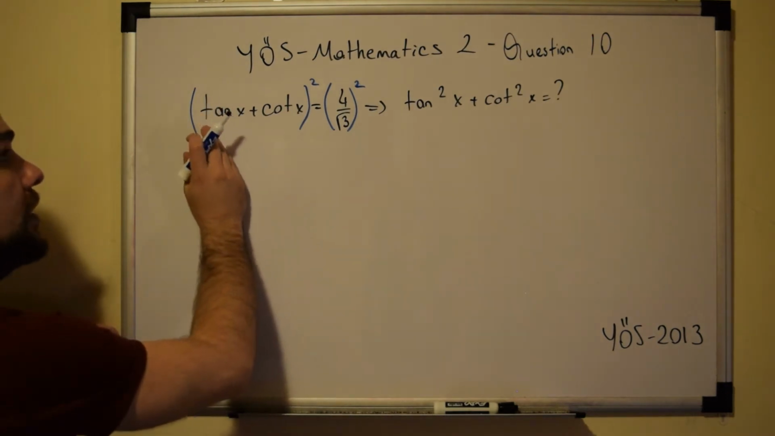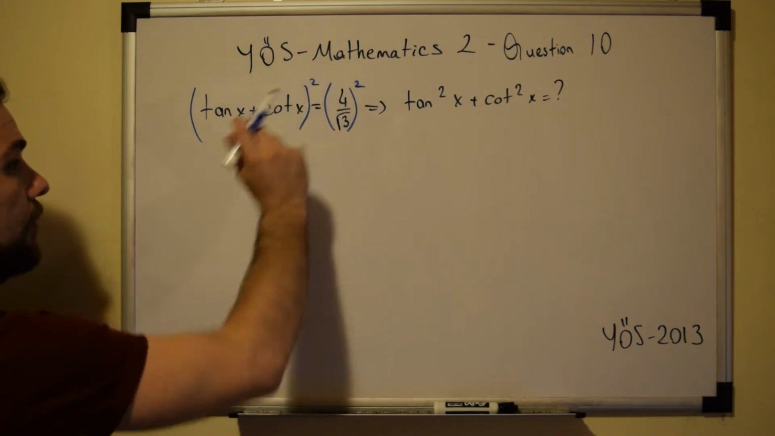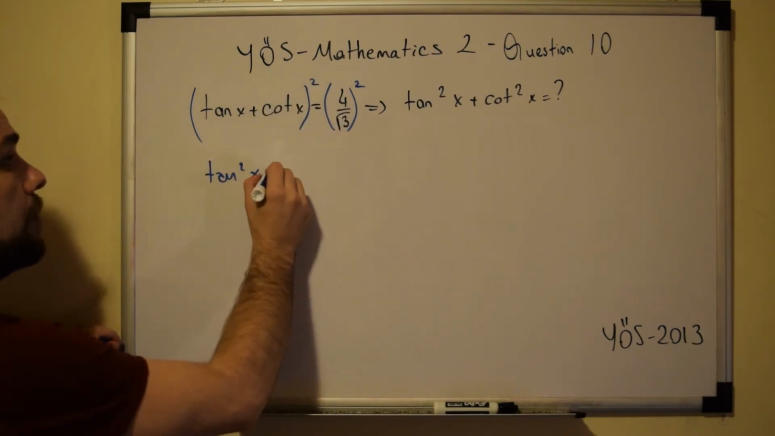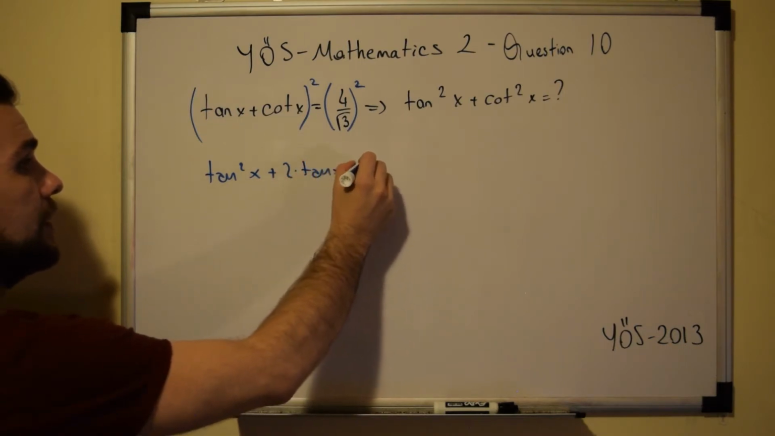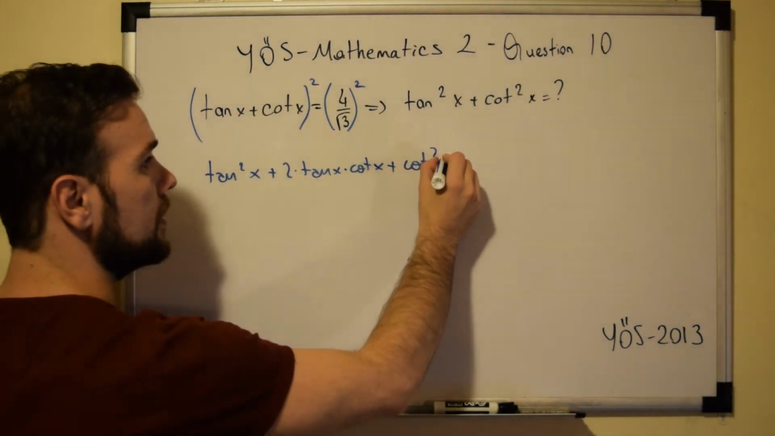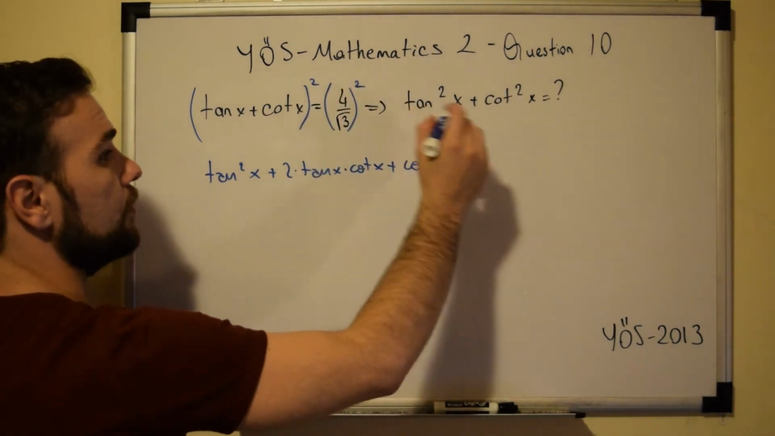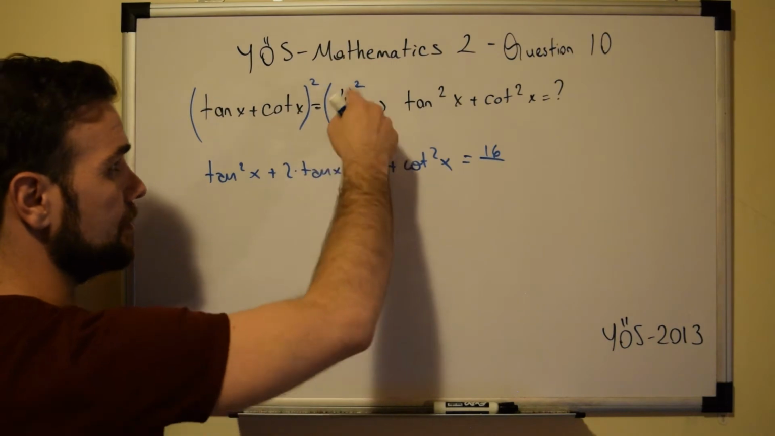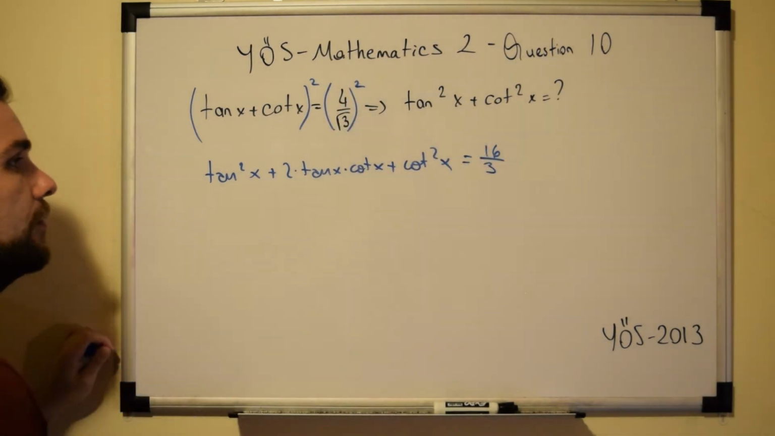So what is the value of tangent x plus cotangent x to the power of 2? It is the first number squared plus 2 times the first number times the second number plus the second number squared. And all this is equal to 4 squared, which is 16, so the square root cancels with the power of 2, and we have 16 over 3.